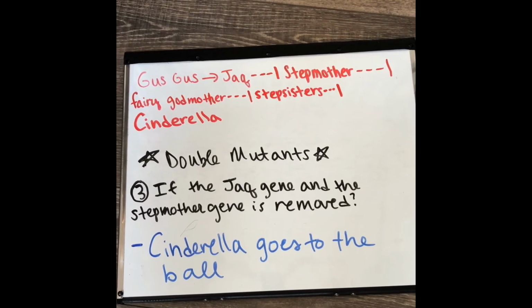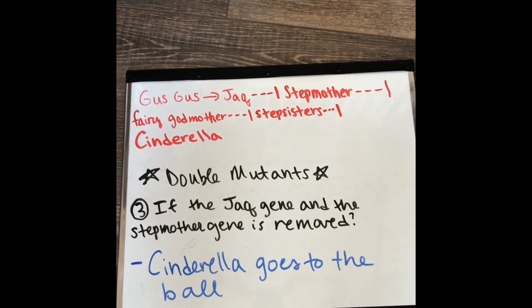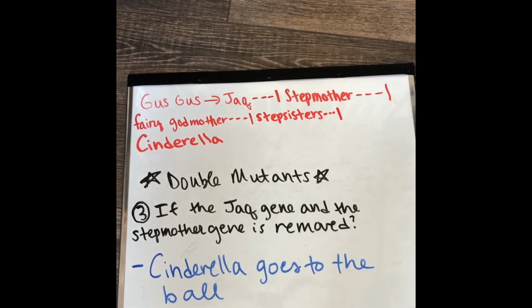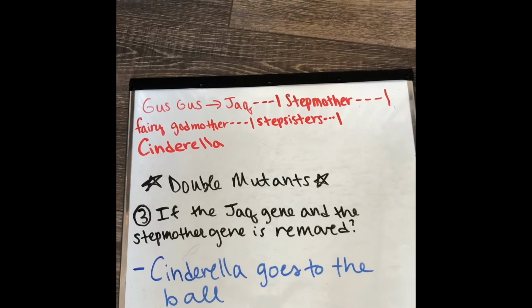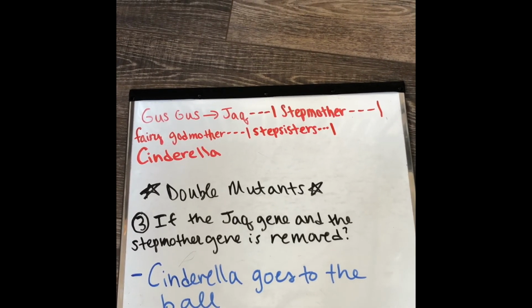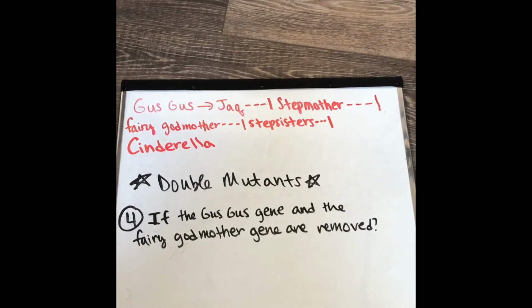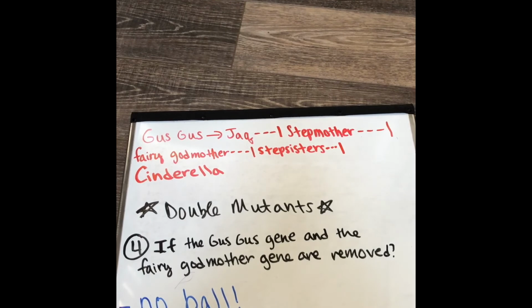And if the stepmother gene is removed, the fairy godmother gene can be transcribed, which can go block the stepsister gene, allowing the Cinderella gene to be transcribed and allowing her to go to the ball. What happens if the Gus-Gus gene and the fairy godmother gene are removed? Cinderella will not go to the ball.